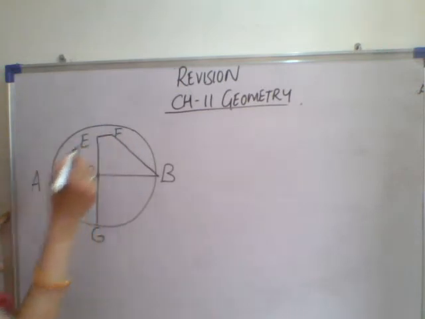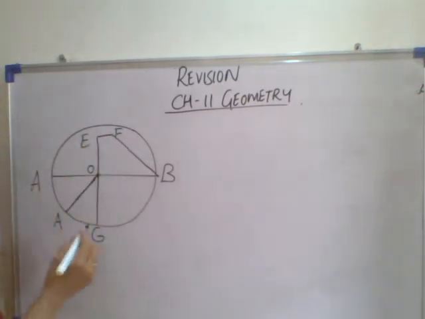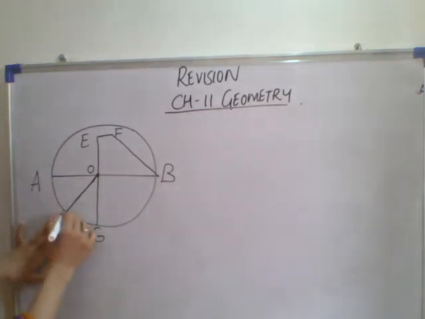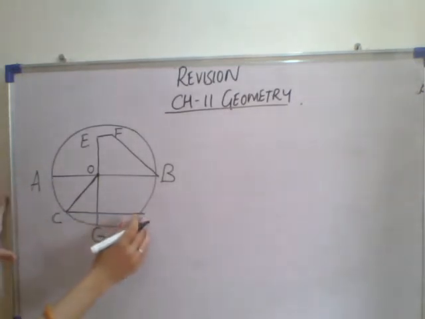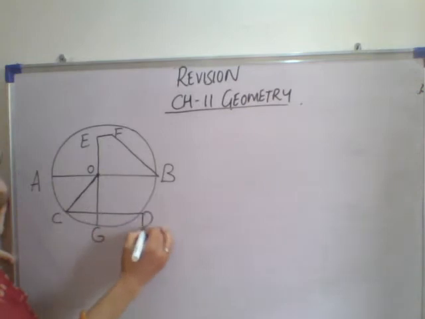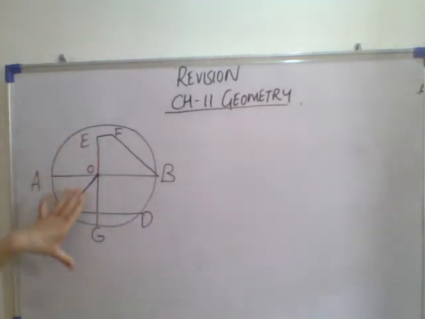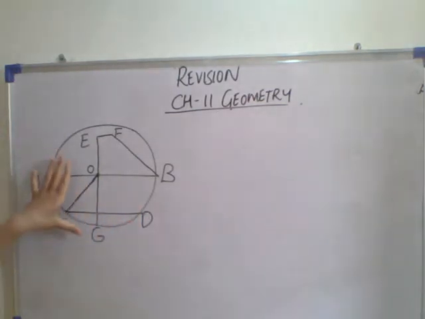This is F. Now from this figure, let us draw one more line. Let us name this point as C because A is already here. So we are naming it as C and this is D. Now I have drawn this circle. Inside the circle so many line segments are drawn.